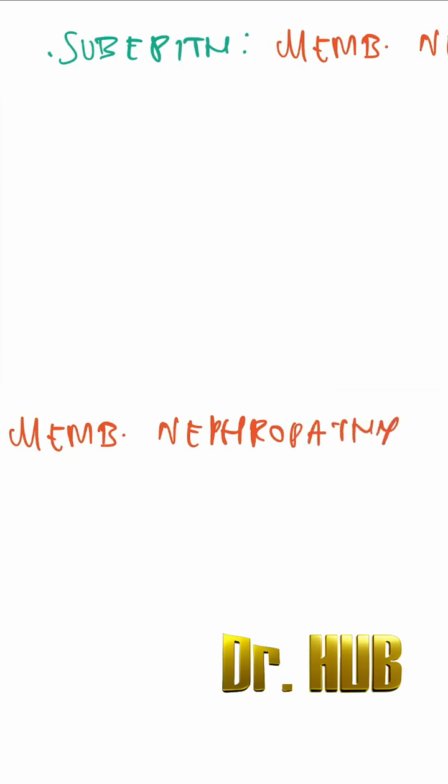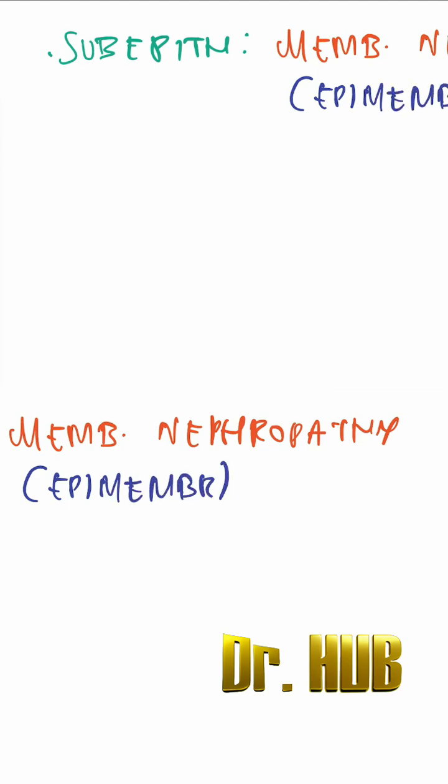So there is something known as the membranous nephropathy, and this is the epimembranous. Next is the presence of the PSGN. So all these are subepithelial. So PSGN as well as the membranous nephropathy.